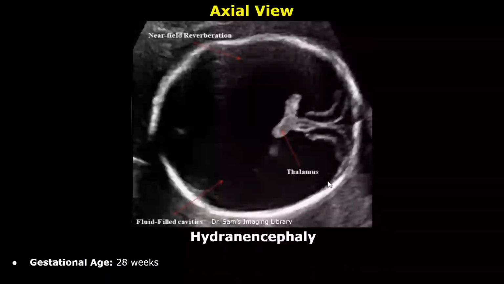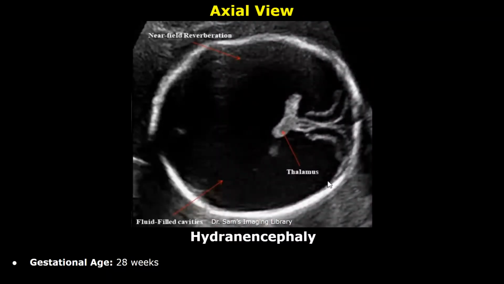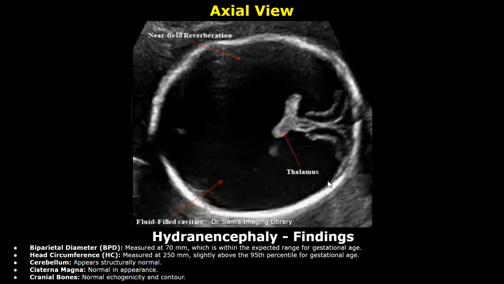Now we have a report for Hydranencephaly, gestational age 28 weeks. These are the findings. The BPD is measured at 70 millimeters, which is within the expected range for gestational age. The head circumference is measured at 250 millimeters, slightly above the 95th percentile for gestational age. The cerebellum, cisterna magna, and cranial bones are normal.